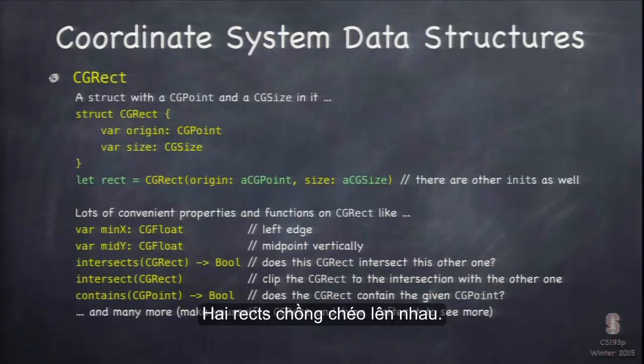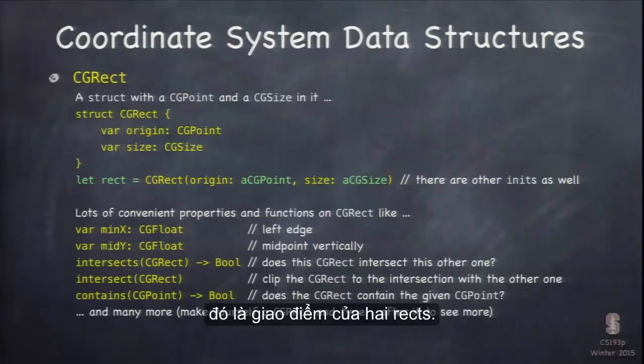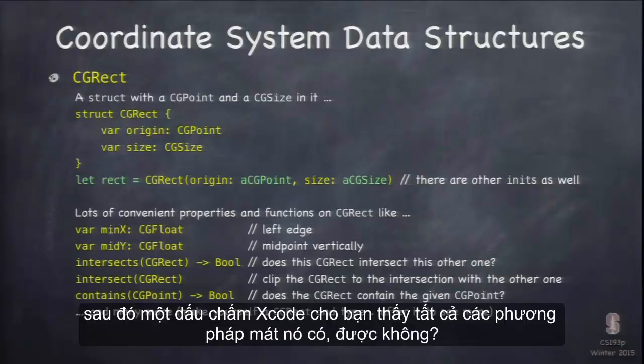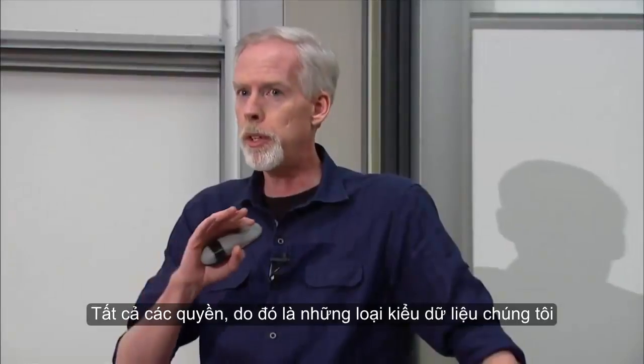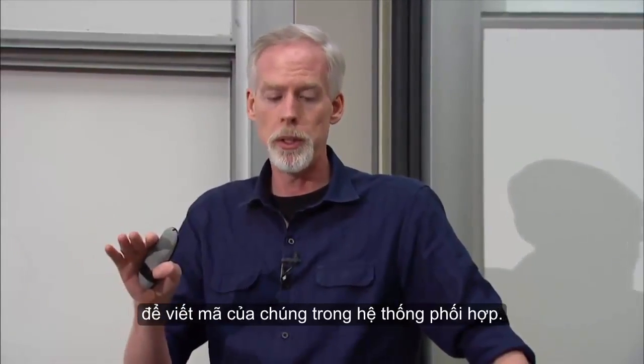The two rects overlap. Or intersection, which says take this other rect and create a smaller rectangle, which is the intersection of those two rects. Or contains point, okay? Where you pass it a point, and it'll tell you whether it contains that point. So rect, it's a struct, but it has a lot of cool methods in there. There's a whole bunch more. You can just type a rect type and then a dot, and let Xcode show you all the cool methods it has, okay? All right, so those are the kind of data types we're going to use to talk about our coordinate system and to write our code in our coordinate system.